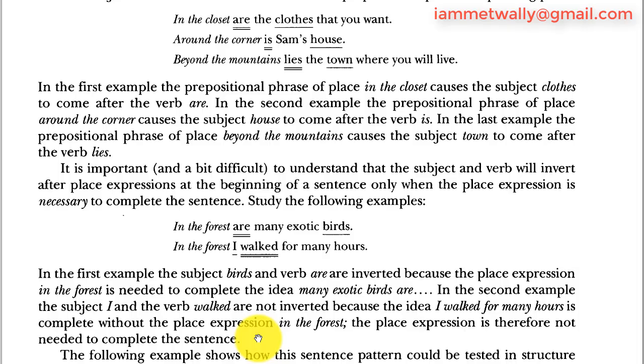This needs a bit of explanation. Take care here. Let's remove in the forest. What is the sentence going to be? I'm going to go back to the original order of the sentence. So it's going to be many exotic birds are, and the sentence is not complete here. Are what? Are in the forest, to complete the meaning. If I stop with the word are, it's nonsense. But in the second example, let's remove in the forest. I walked for many hours. Okay, I understand now. There's a complete meaning here. So in the forest is just adding extra information, and it is not actually necessary, just some extra information. So here I don't invert, but here I have to invert.